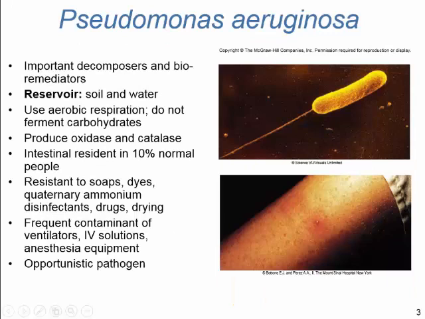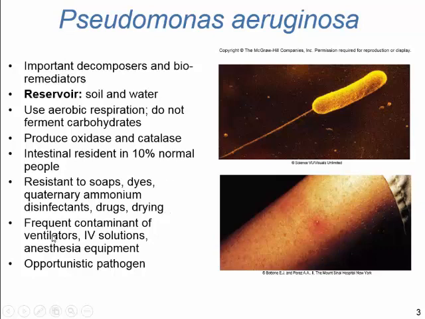Pseudomonas aeruginosa is an aerobic bacteria that is gram-negative. So Pseudomonas aeruginosa is often picked up from soil and water, but most recently it's been transmitted in hospital settings. In particular, it is resistant to soaps, dyes, quaternary ammonia compounds, and disinfectants, so things that we would use to clean a hospital room. It's resistant to drugs and drying out, so clearly this is a microbe that could cause a bit of a catastrophe if found in a hospital setting.